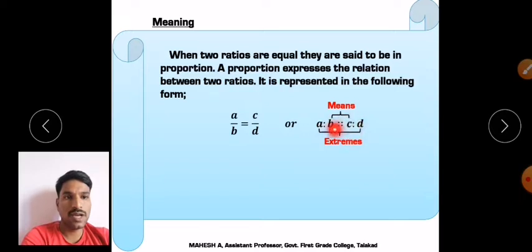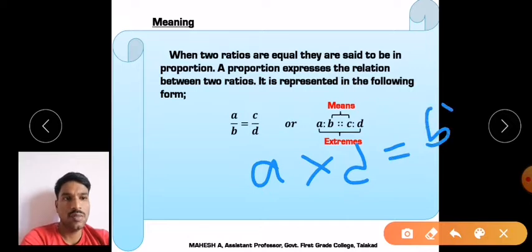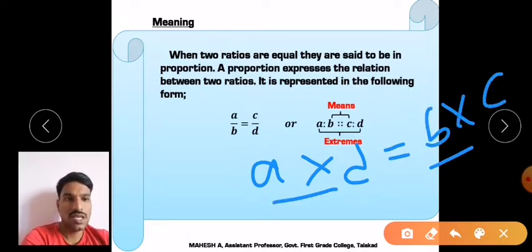These two are termed as means and these two are termed as extremes. Okay? So in ratios and proportion, here A is to D, that is the two extremes, is equal to the means product. So A into D is equal to B into C. Nothing but the cross multiplication of these.